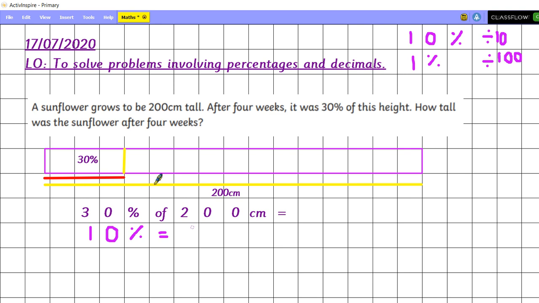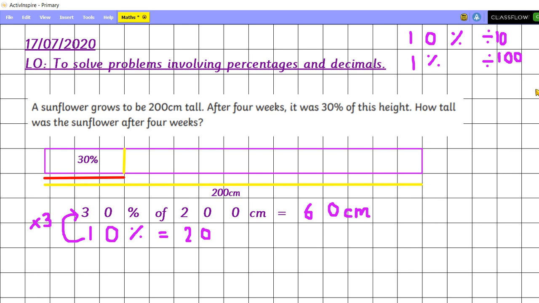So for 10%, I'm dividing it by 10, and that gives me 20. Now, the question asks me 30%. So what have I done to my 10% to get 30%? I've times it by 3. I therefore need to times this answer by 3. 3 lots of 20. 20 times 3 is, well done if you've got this correct, 60. Let's not forget that it is in centimetres. It's after 4 weeks how far this plant has grown, and the answer is 60 centimetres.